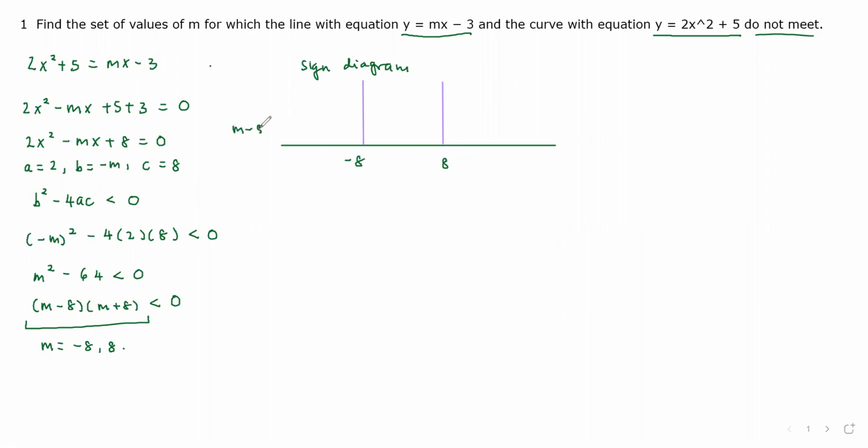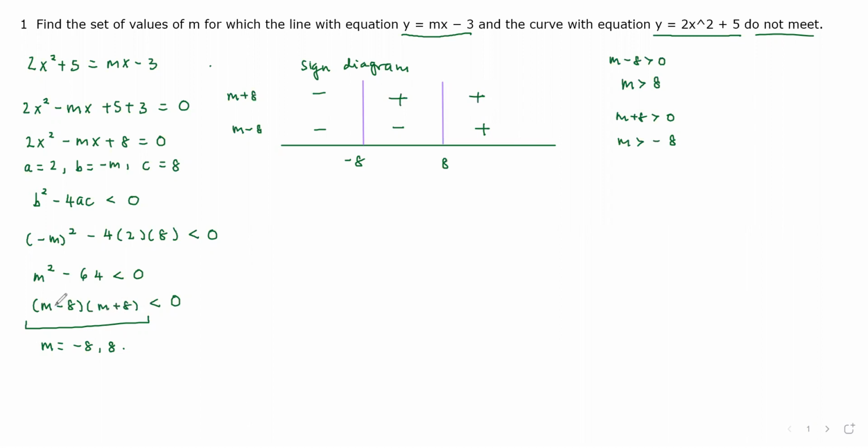So for m minus 8, it is positive for m greater than 8. So it has a positive sign here and negative elsewhere. So we say that m minus 8 is positive, m is greater than 8. This is the only interval. And for m plus 8, m plus 8 is positive when m is greater than negative 8. So these are the two positive intervals, and the last one is negative.